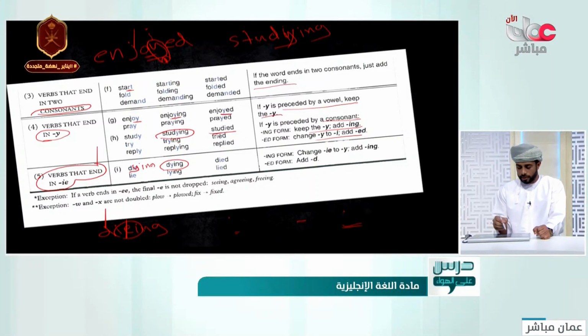What about the past? We just add the D. In forming the past, we just add the D. So again, if a verb ends with IE, in forming the ing, we change the IE to Y and add ing. And when forming the past, we just add the D.